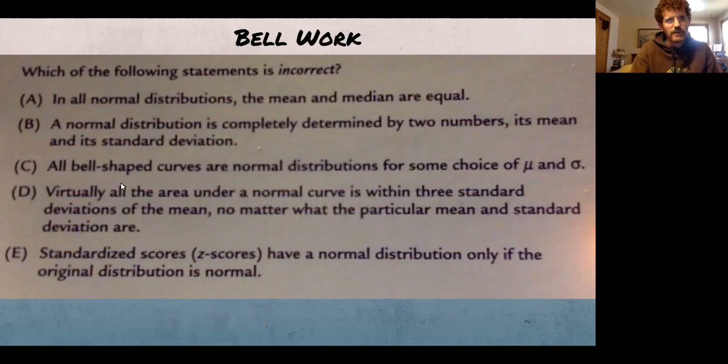So I think the takeaway from this is when you see the all or nothing, like no bell-shaped curves are this, all bell-shaped curves are that way, that might be one you want to put a star next to. It's not necessarily the answer, but it could be.